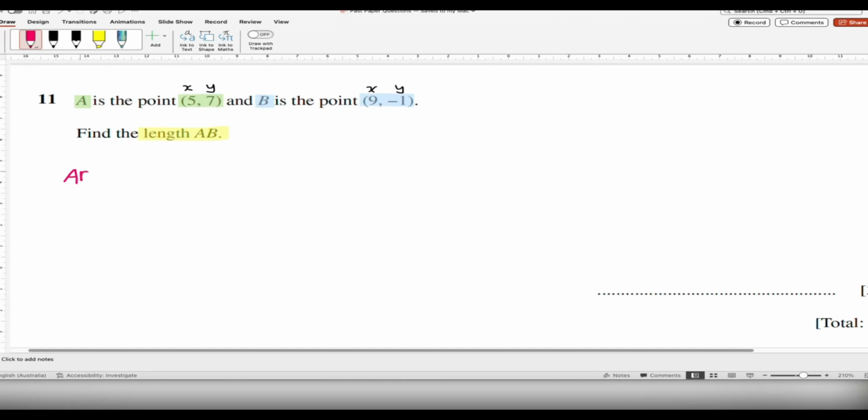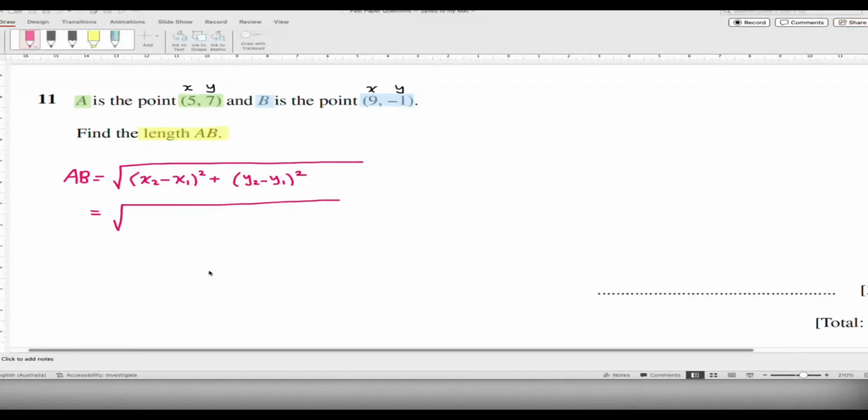So we can say that AB is equal to the square root of the square of the difference in x coordinates plus the square of the difference in y coordinates. Okay, so let's substitute the known values into this formula. Now, I'll make this my first x and y value, and I'll make this my second x and y value.